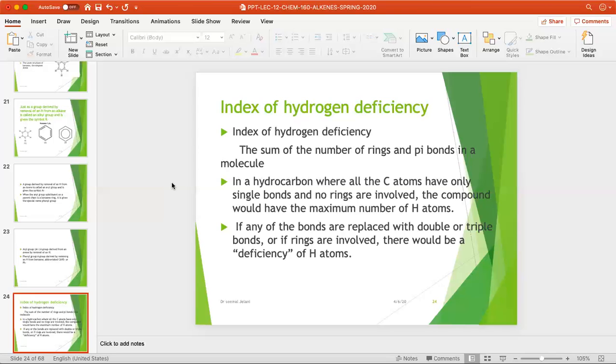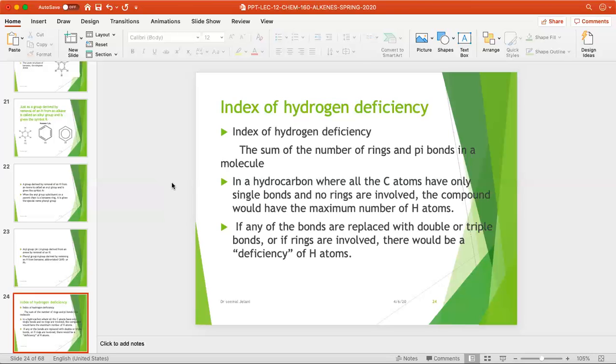So we say that the index of hydrogen deficiency is the sum of the number of rings and pi bonds in the molecule. All the rings and pi bonds we sum up together so that we can give you the index of hydrogen deficiency. So in a hydrocarbon where all the carbon atoms have single bonds and no rings are involved, the compound would have the maximum number of hydrogen atoms. As I have told you, if you go for hexane, its molecular formula is C6H14.